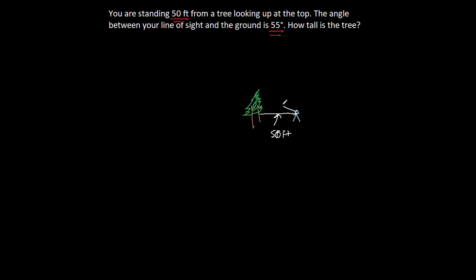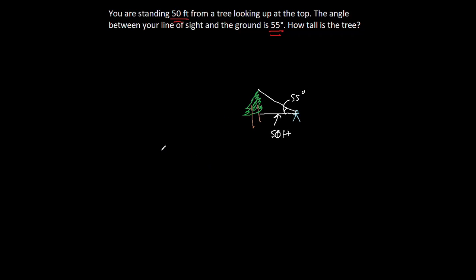We're looking at the top of the tree, right? And the angle between our line of sight, which is this line here, and the ground, which is this line here, is 55 degrees. So we know this angle right here is going to be 55 degrees. Okay, so we've taken all the information and we've sketched out the problem. So let's take a look and see what we can do about this.